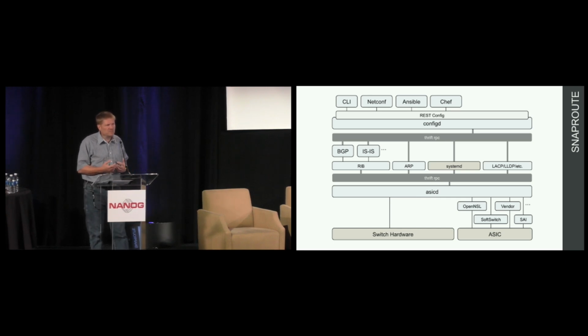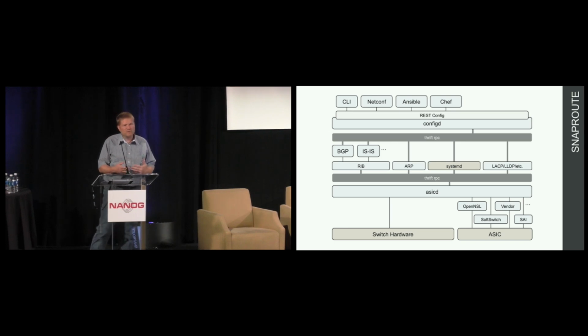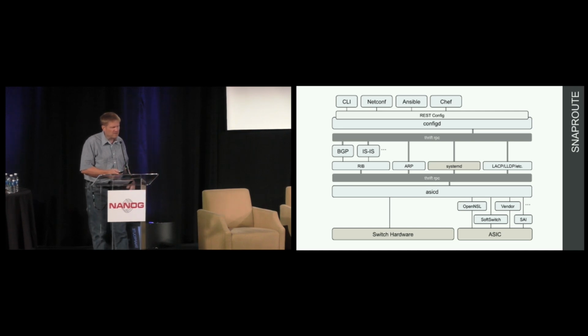The SnapRoute version of BGP actually uses the Thrift RPC interface to get its configuration out of config-D. So when you have a CLI, it talks to the REST config and talks to config-D through Thrift RPC to get to everything else. And again, you have another Thrift RPC that connects everything that generates information the ASIC is going to care about for a forwarding table down to ASIC-D. Then ASIC-D can talk to OpenNSL, soft switch, vendor plugins or SAI or whatever and talk to the ASIC.